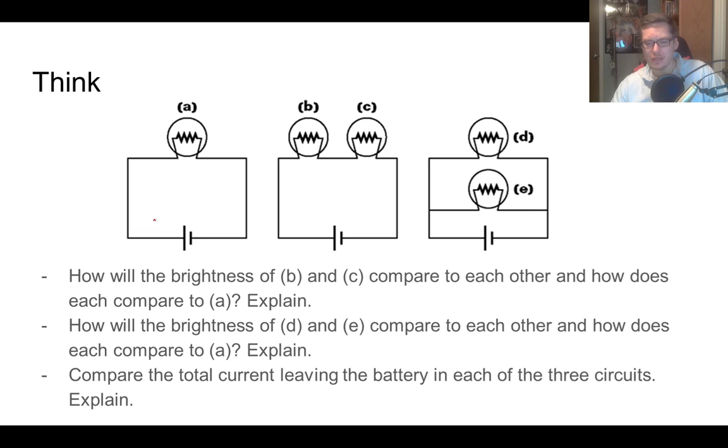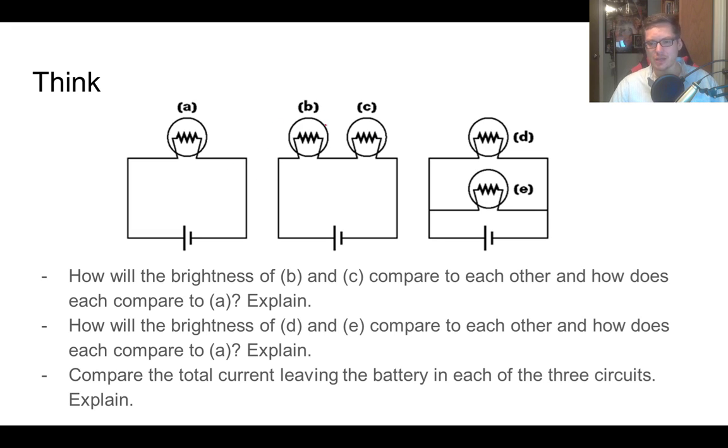When we're looking at this, we have to think about what our brightness will look like. If we're comparing the brightness of bulbs B and C to each other, these two should have the same brightness, because the brightness of a bulb is dependent upon the energy passing through it. That energy is dependent upon the current and the charge, and really current is dependent upon the charge. So the light bulbs will be the exact same brightness because they have the same current passing through them. Those two should be equal to each other.